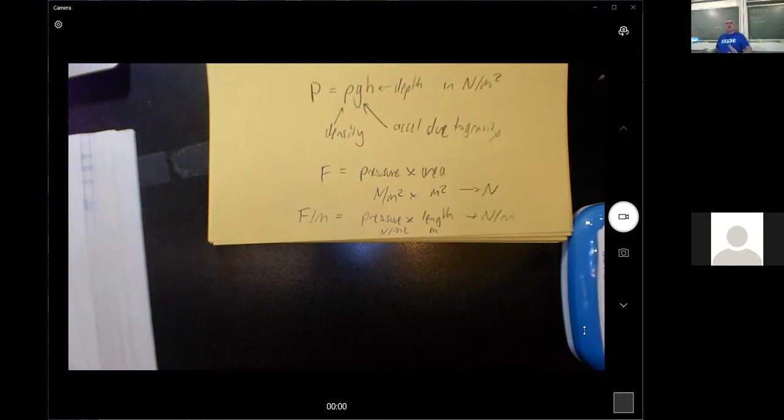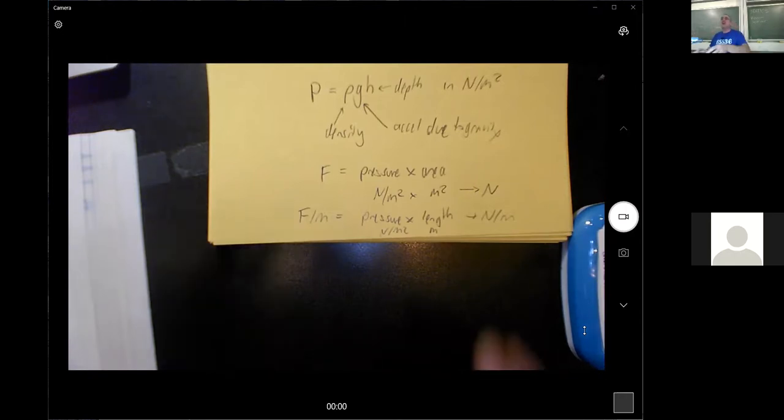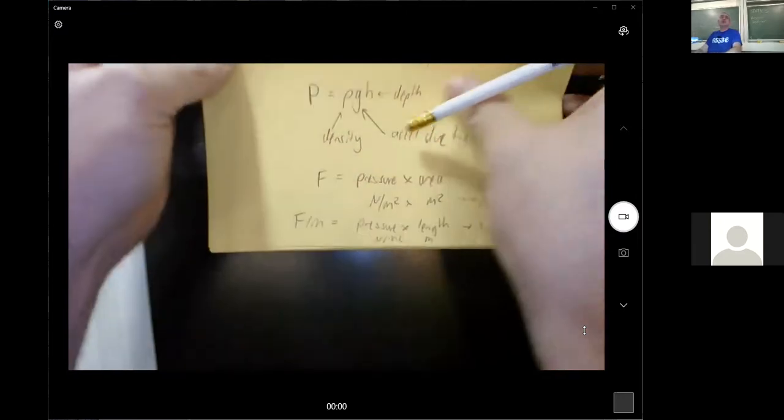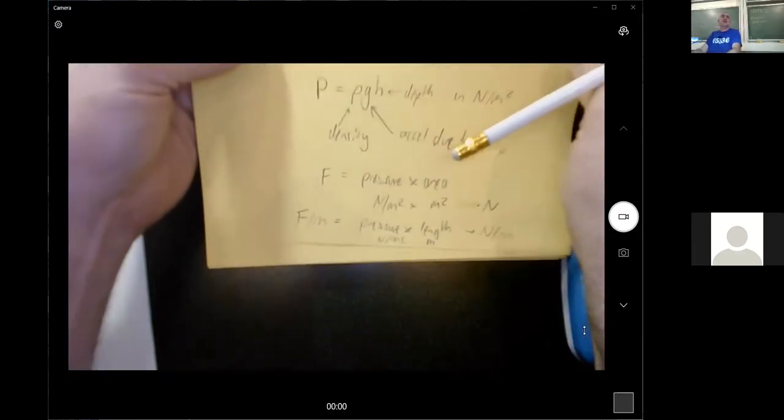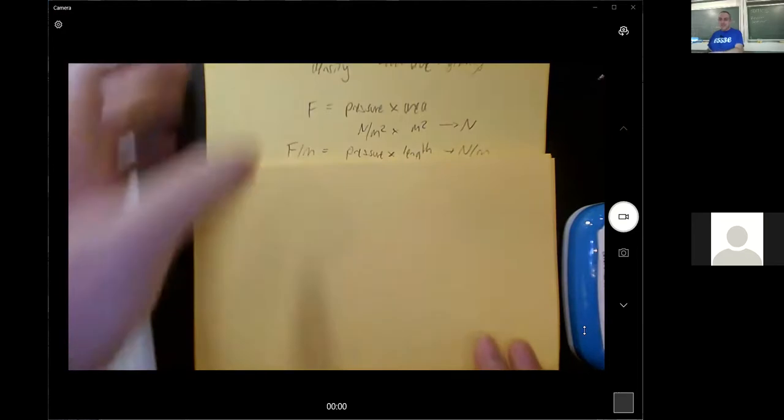Does your lecturer do it that way? Or does he figure out the area first? Or does he just call the length 1 or something? There's two options there. Just calls the length 1. Okay, that might make more sense. Okay, I'm going to do it that way then.